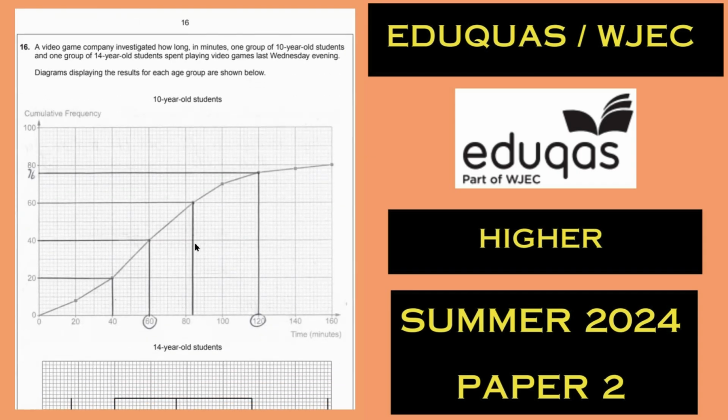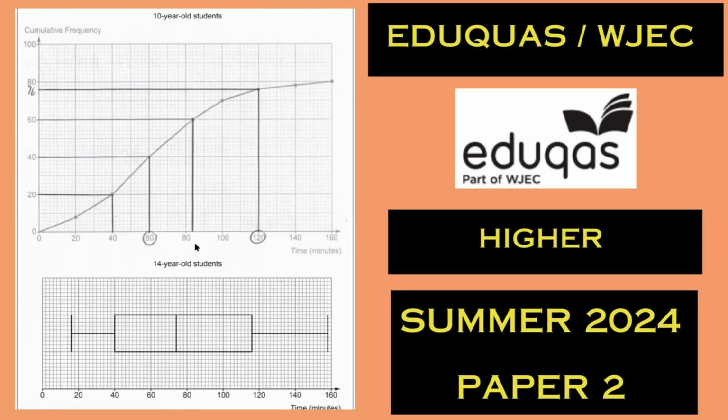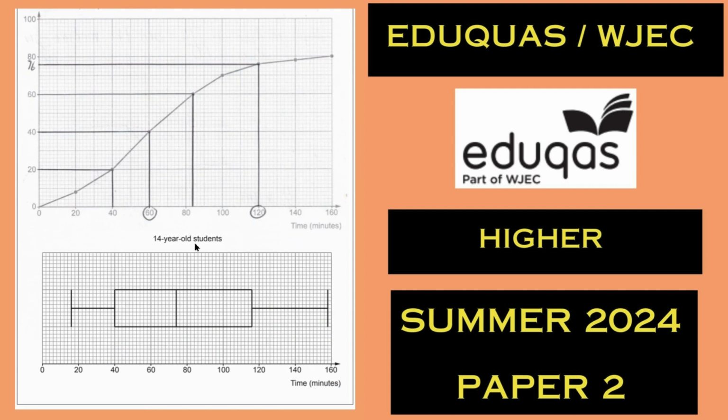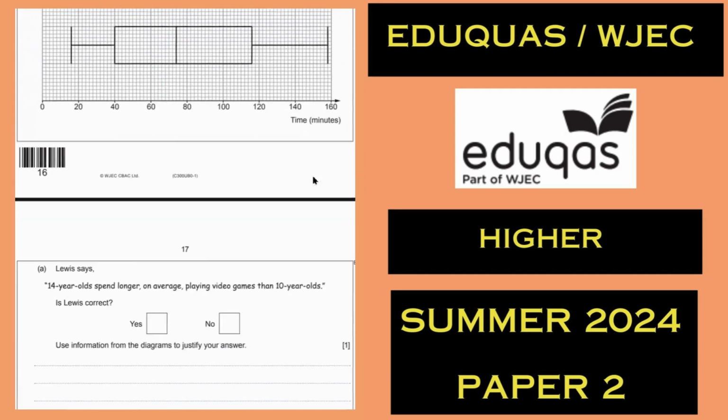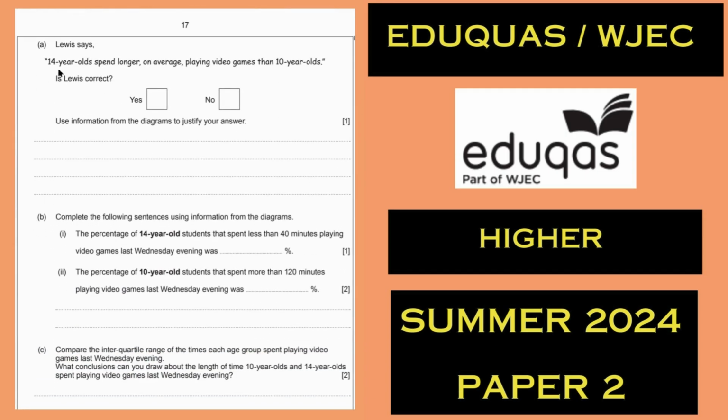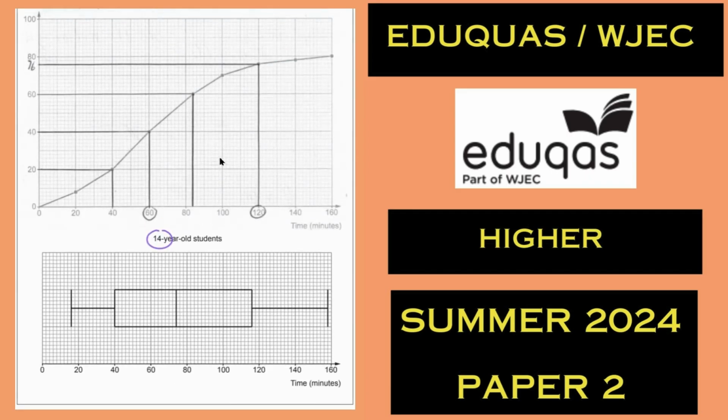I've cheated for number 16 to save yourself time and to save me from looking stupid. We have a cumulative frequency curve, that's for the 10-year-olds, and down the bottom, box and whiskers for the 14-year-olds. I'll stay on this page. I'll come back to it though. Lewis says 14-year-olds spend longer on average.